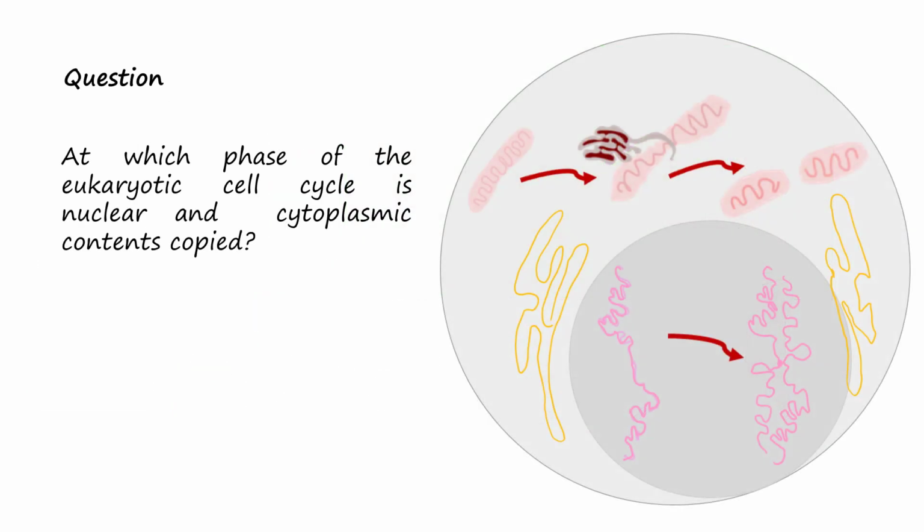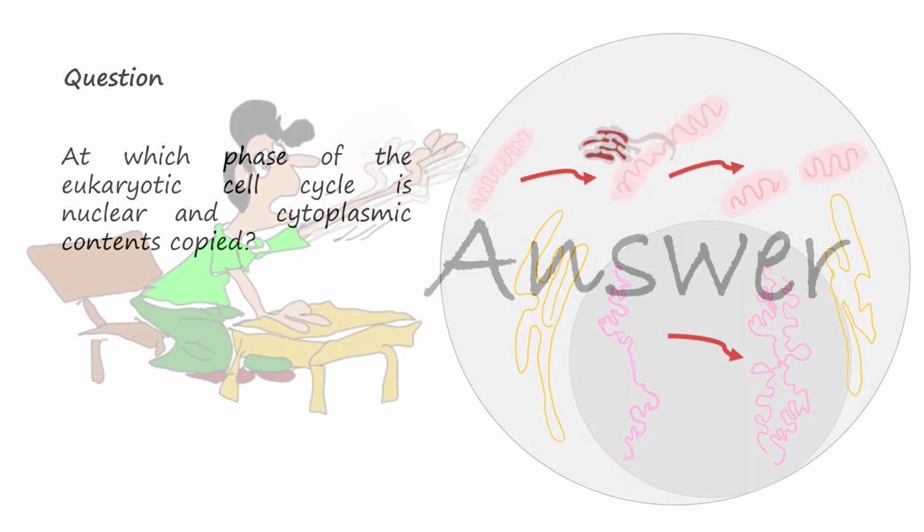Question. In eukaryotic cells, the nuclear and cytoplasmic contents of the original cell must be copied and passed down to each new cell for the new cell to survive and function. Which phase of the cell cycle does this occur in?